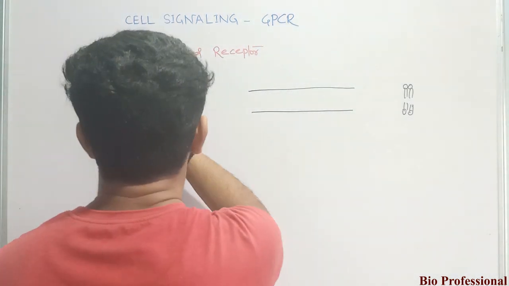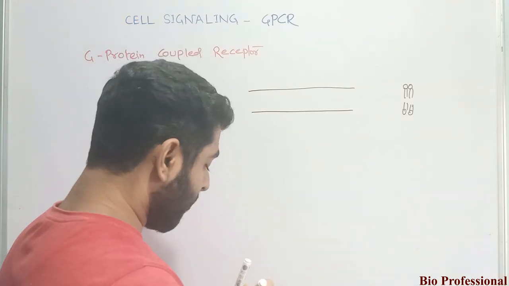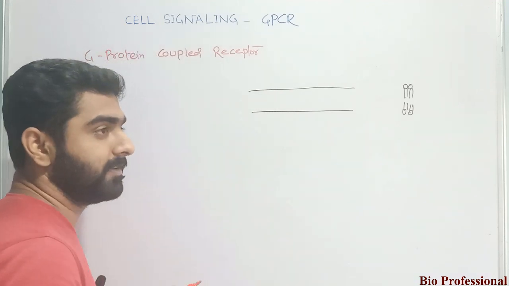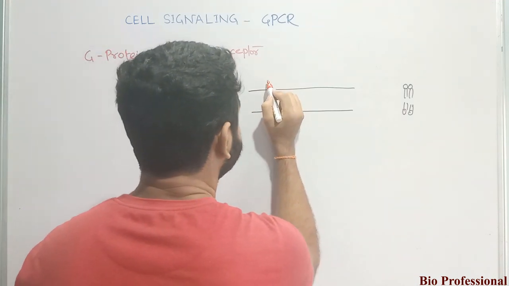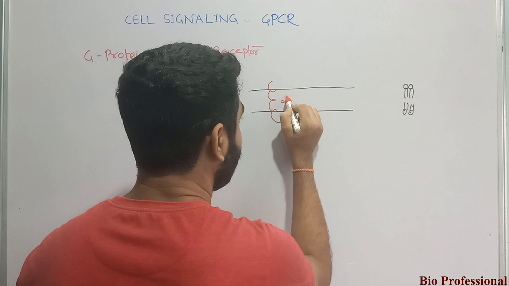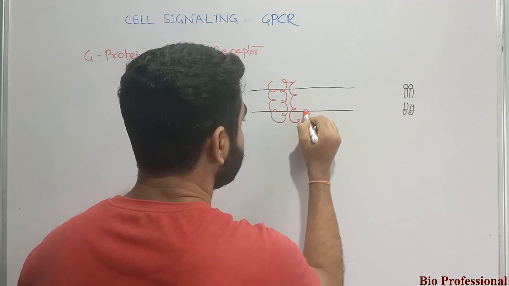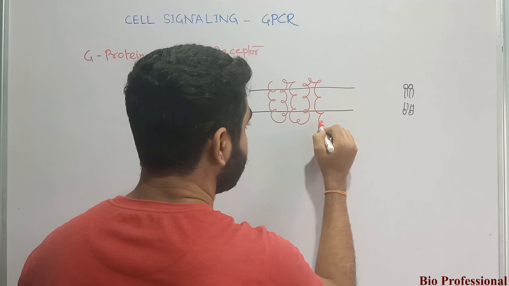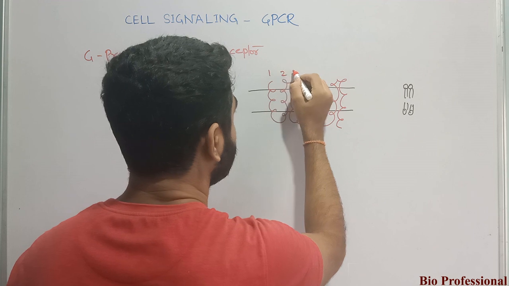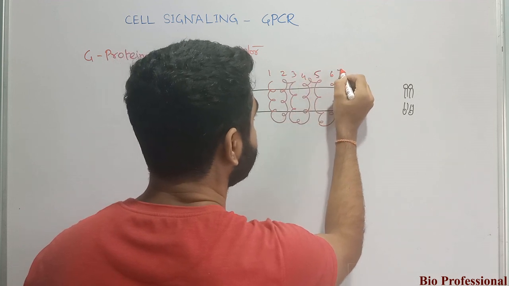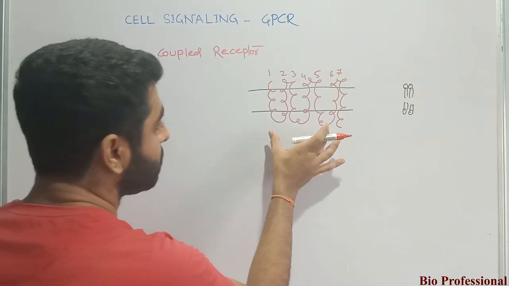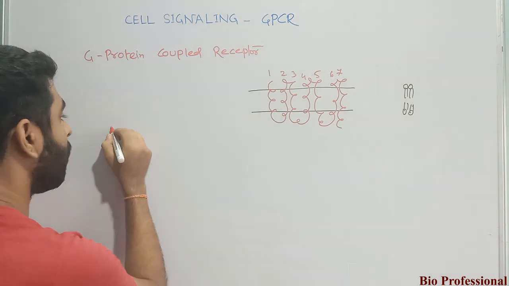So GPCR is basically a secondary structure of a polypeptide. Secondary structure we can show like a helix structure. Likewise, this is actually multiple pass. And how many passes? This is basically 7 pass. See, 1, 2, 3, 4, 5, 6 and 7. This is 7 pass. So we are showing the structure of GPCR.